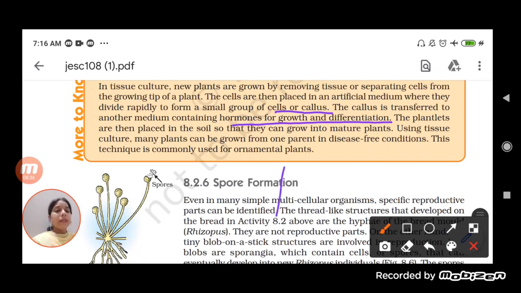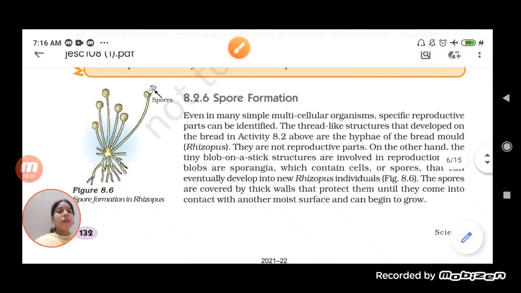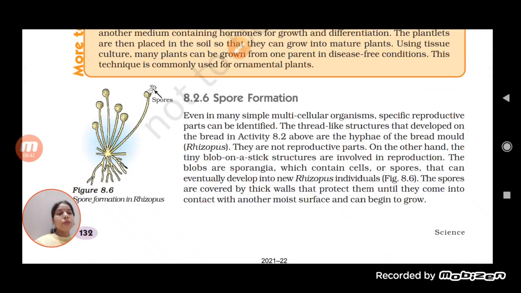Okay, now see here, the next one is spore formation. So one of the other processes which shows asexual reproduction is spore formation. See here, in many simple multicellular organisms, specific reproductive parts can be identified. The thread-like structures that develop on the bread are the hyphae of the bread mold, and they are not the reproductive part. On the other hand, the tiny blobs on the stick structures are involved in reproduction, and the blobs are sporangia, which contain cells or spores that eventually develop into new Rhizopus individuals.